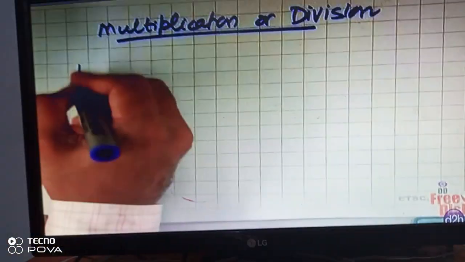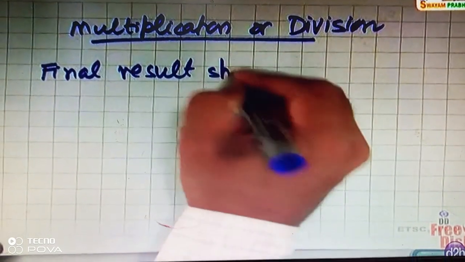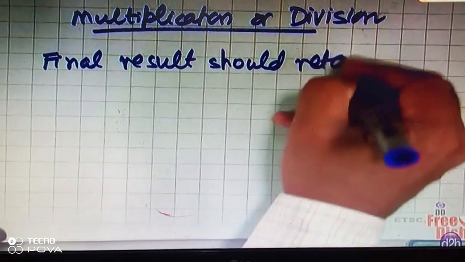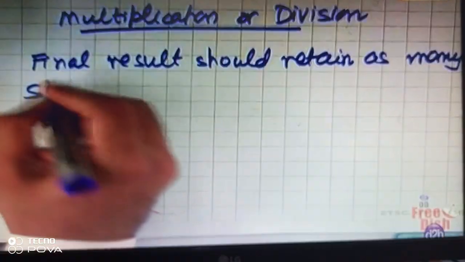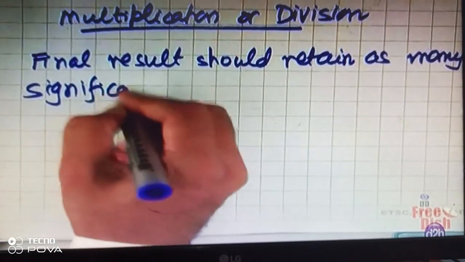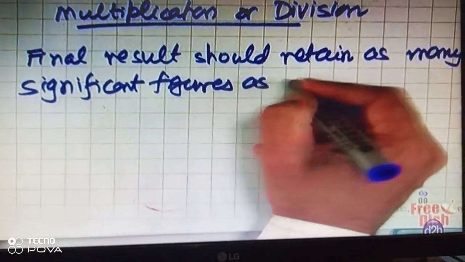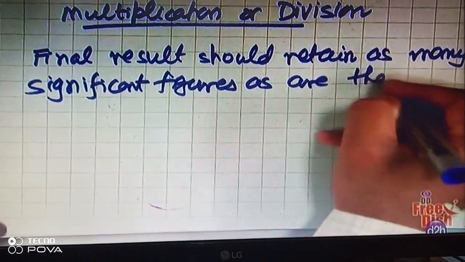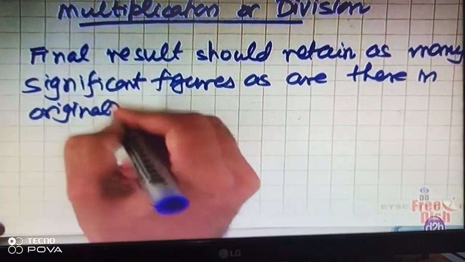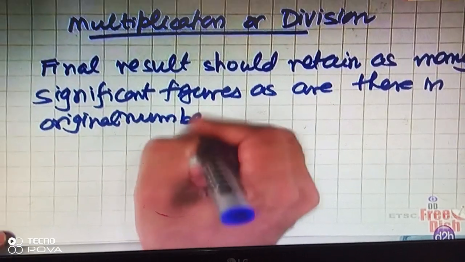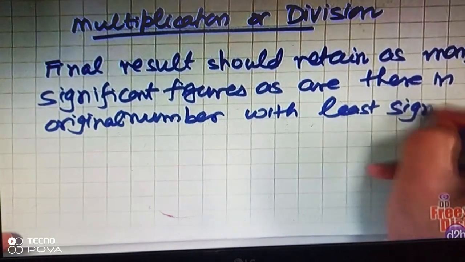But the rule is that the final result should retain as many significant figures as are there in the original number with least significant digits.